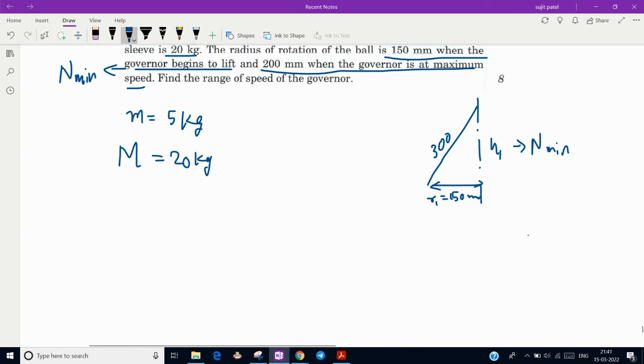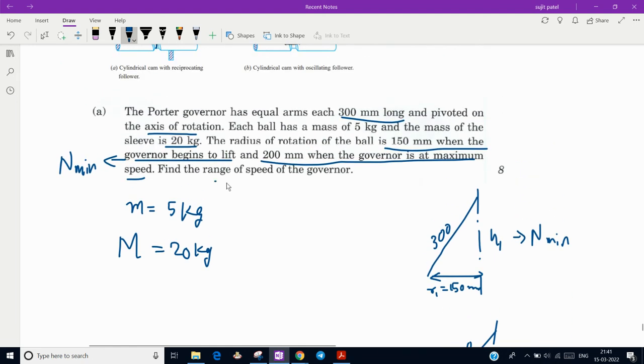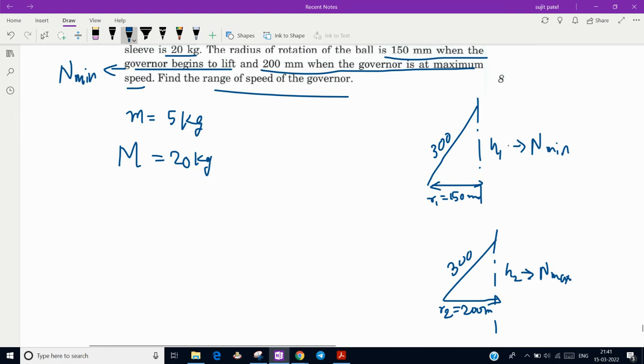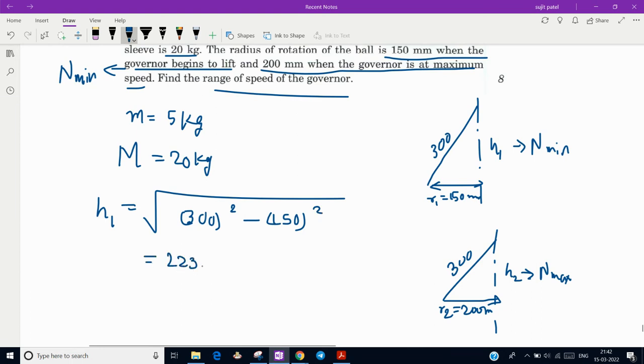If we draw the figure again, this is the axis of rotation, this is the arm, and this radius will be r2 equal to 200, so this height will be h2, corresponding to maximum speed n max. So find the range of speed of the governor. First of all, we will find h1 and h2 by the Pythagoras theorem. So h1 will be the square root of 300 squared minus 150 squared. So here you will get 223.6 mm.